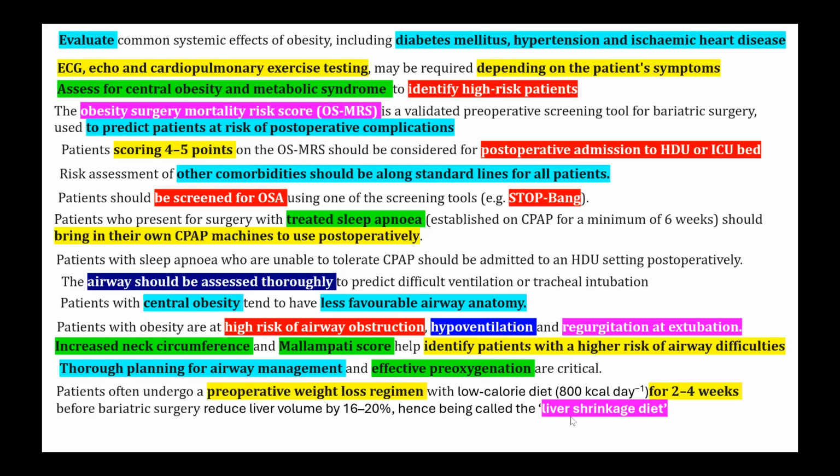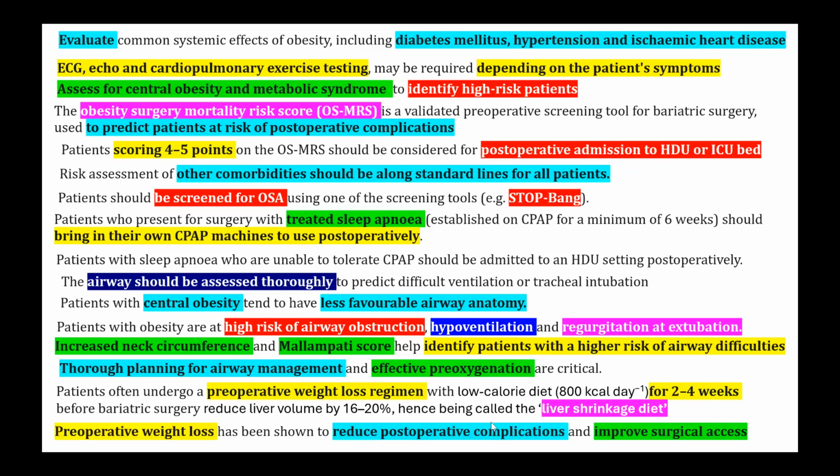Might be easier for them to access during surgery, sir. Fundal plication, if they plan to do it outside the procedure, liver shrinkage helps in the procedure called fundal plication or the extragastric reduction. Okay, and preoperative weight loss reduces the postoperative complications and also improves the surgical access.